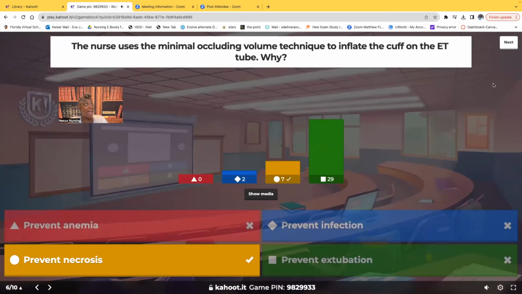Wow. Most of you guys on the live, you did the same thing. You chose to prevent extubation. And the correct answer is to prevent necrosis because too much pressure on that tracheal wall, right? That pressure will decrease circulation, which decreases perfusion, which kills those cells, which causes what? Necrosis. Okay, that's why.